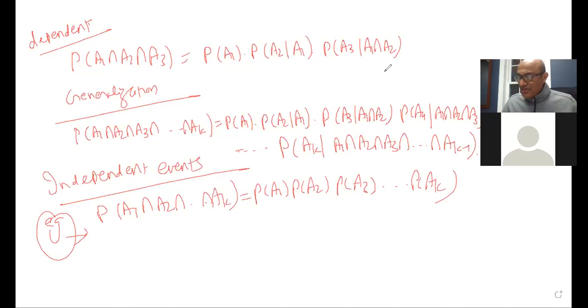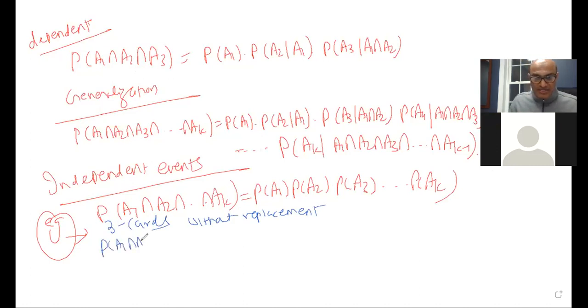Three cards are drawn in succession, three cards without replacement from the ordinary deck of playing cards. Find the probability that the events A1, A2, and A3 occur. So we are looking for the probability of A1 intersection A2 intersection A3.